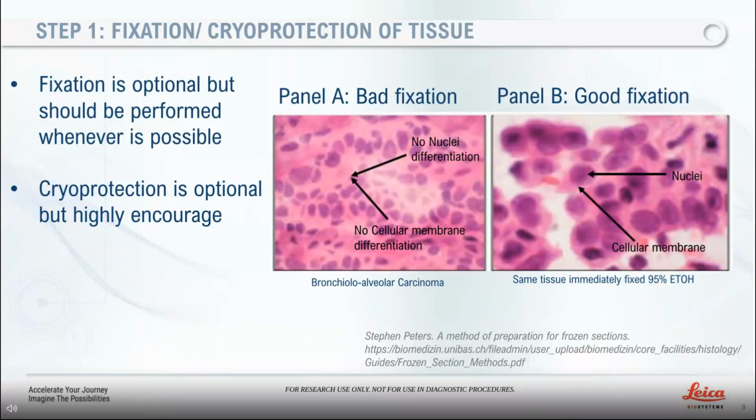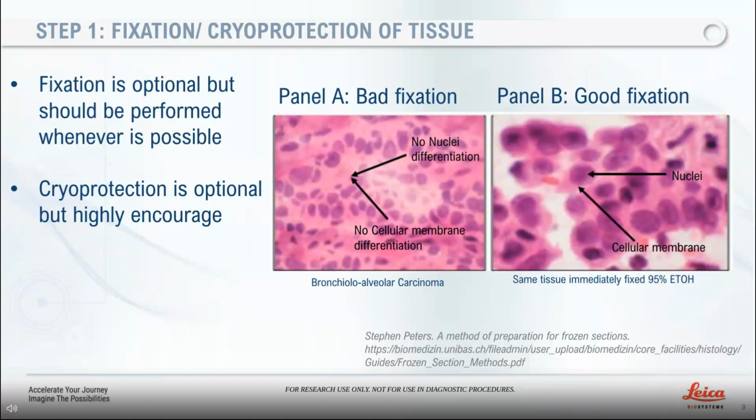On the left panel, you can see an example of a bronchial-alveolar carcinoma with 15 seconds dying time using no fixation, and the arrows indicate where the cellular structure preservation is lost. In contrast, on the right panel, the same type of tissue was immediately fixed with 95% ETOH, a form of alcohol. In this case, the arrows denote preserved tissue morphology, easily visualizing cellular membrane and nuclei.